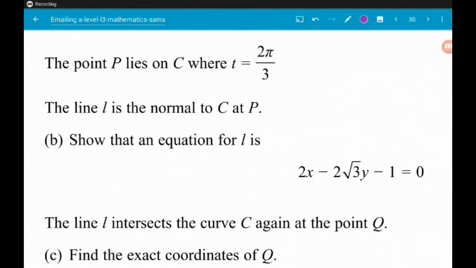Okay, for part B, the point P lies on C where t is 2 pi over 3, almost like a poem. The line L is the normal to C at point P, so it's the line perpendicular to the curve at this point. We want to show that an equation for L is 2x minus 2 root 3y minus 1 is equal to 0. Okay, good times. Right.